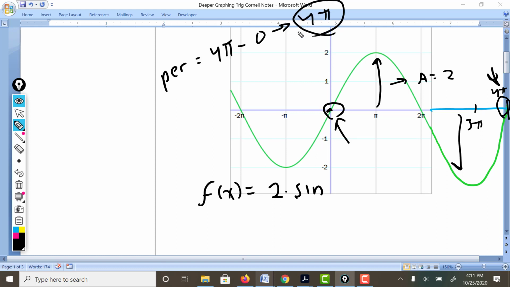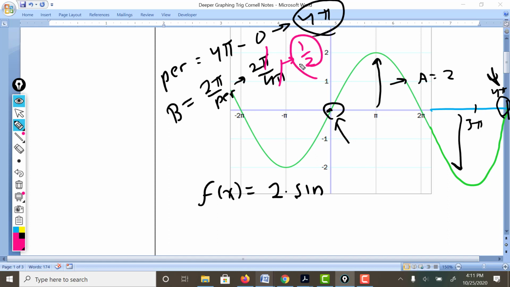But that's a period. We want the b value to go right here. So the b value we said was 2 pi over the period. In other words, 2 pi over 4 pi. The pi's cancel out, and the 2 and the 4 reduce to 1/2. So what we have is 2 sine 1/2 x. If you want to get fancy, put in parentheses.